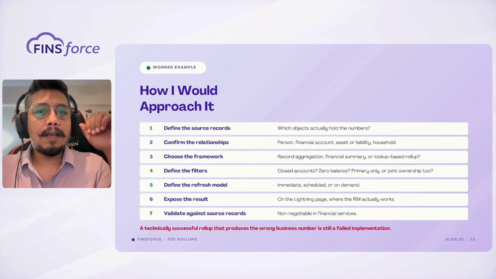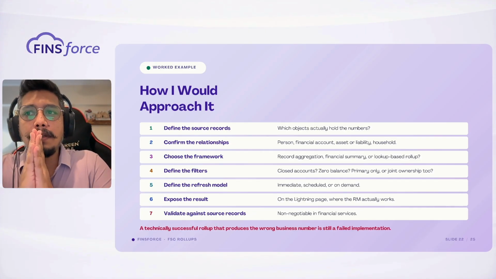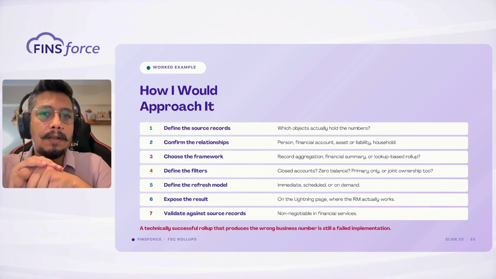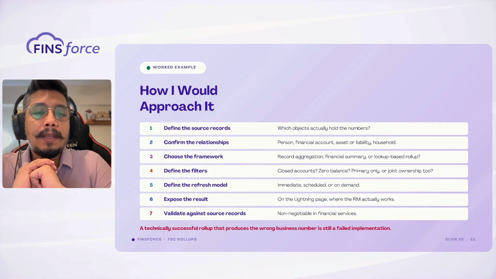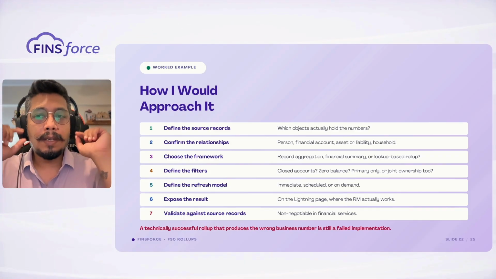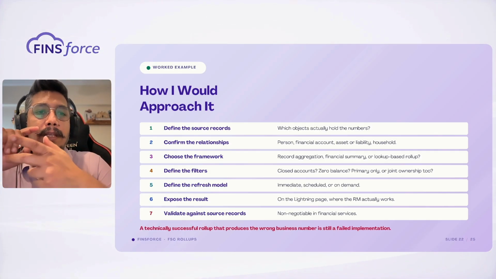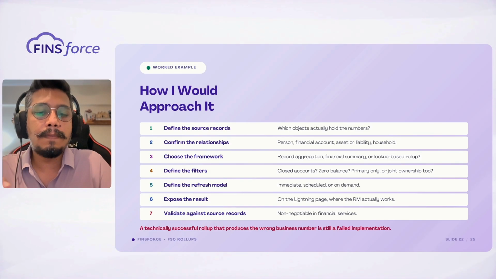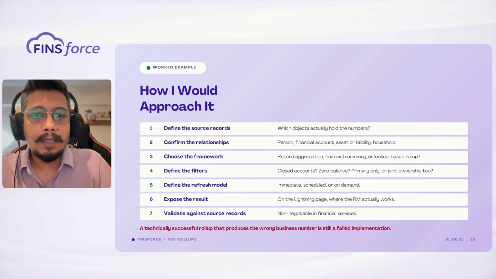How do I approach it? First, you have to define the source record, because Financial Services Cloud has a very complex data model. In your requirement, identify from which records you want to show the data. Then understand their relationship, because as we saw in the record rollup definition, you need to understand the record relationship very well, otherwise you will not be able to reach the record which you want to show on the parent record. Then choose the correct framework, whether it is DP, record by lookup or a rollup definition. Choose based on the complexity and the requirement.